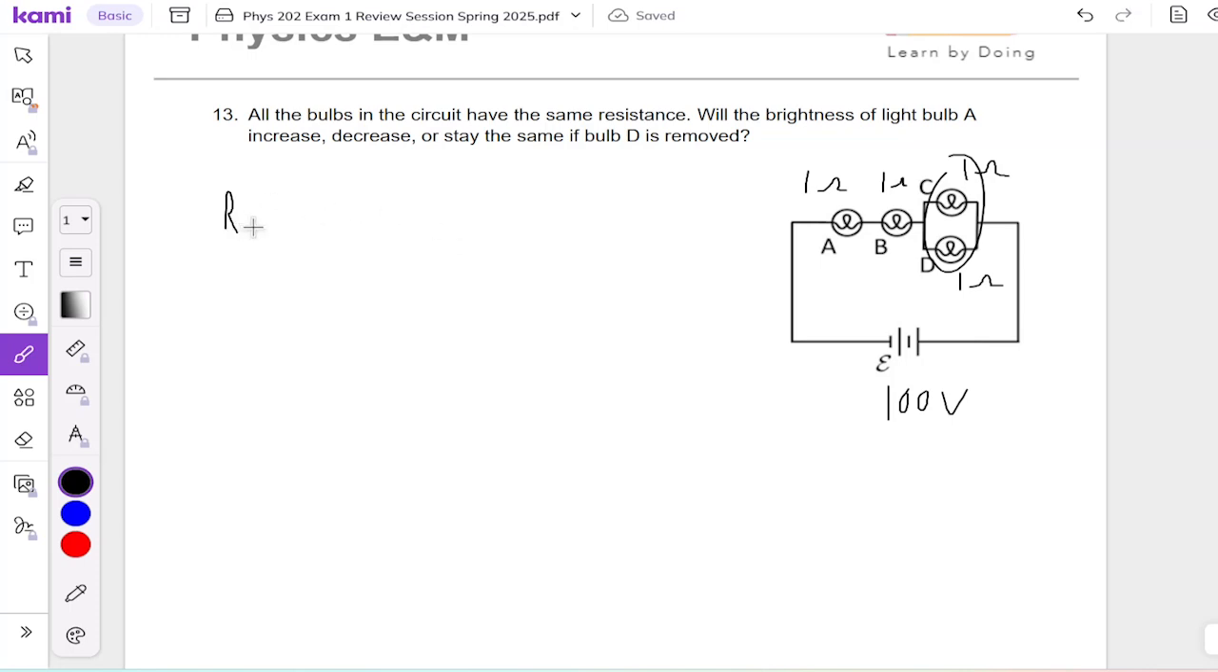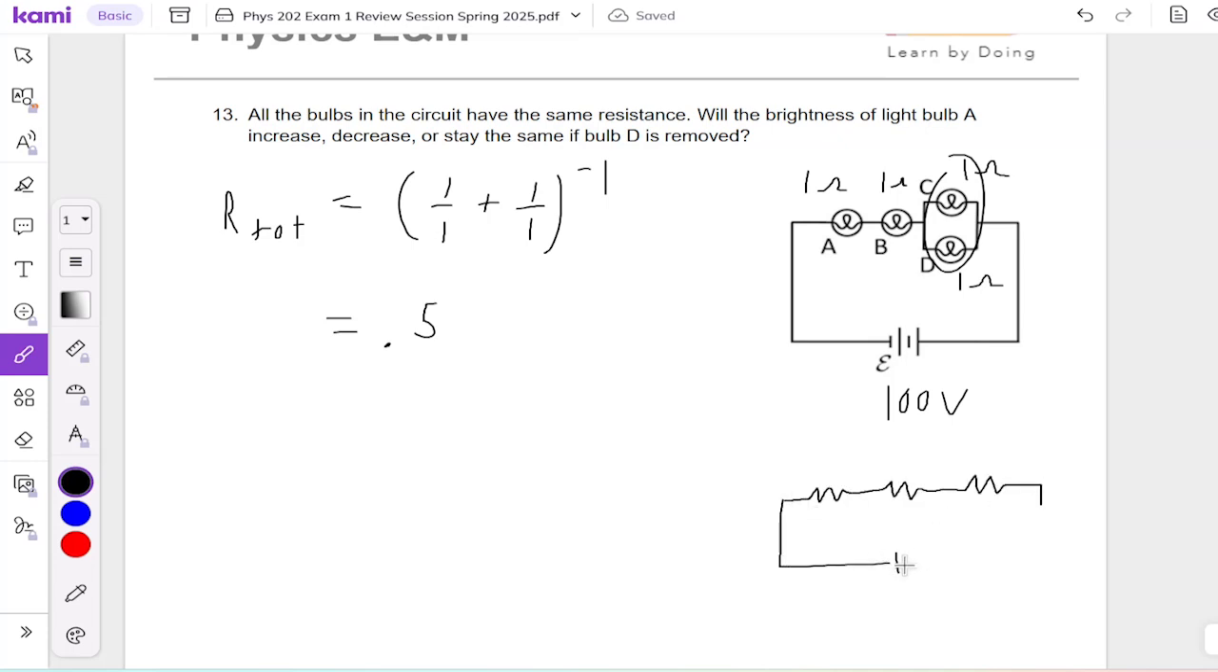So here's what we're going to do. These are in parallel, which means I have to do the stupid math. 1 over 1 plus 1 over 1, to the -1 power. Again, I did this earlier. You get 0.5. And like I said before, after I find the resistance, I'm going to redraw the circuit every time, because I think it's helpful. Not because I hate you. 1 ohm, 1 ohm. C and D is now 0.5 ohms.